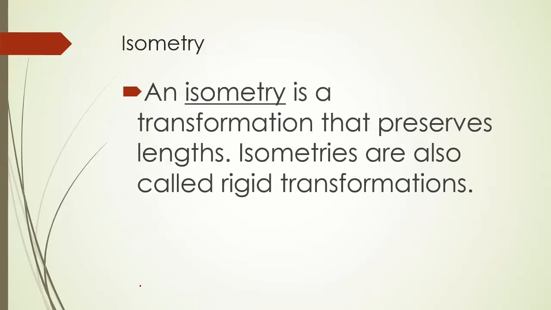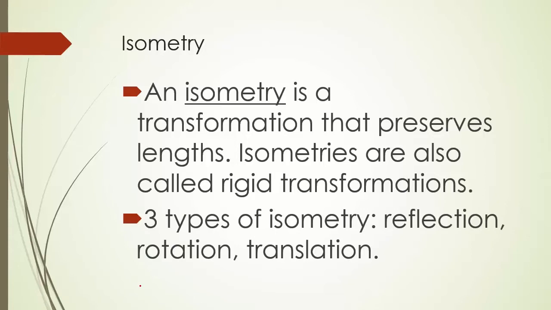Isometry. An isometry is a transformation that preserves length. Isometries are also called rigid transformations. So what this means is the shape of the pre-image and the image are the same. It does not change. We have three types of rigid transformations or isometries. They are reflection, rotation, and translation. Dilation is not an isometry because in dilation, the size of the image changes. It can get bigger or smaller.